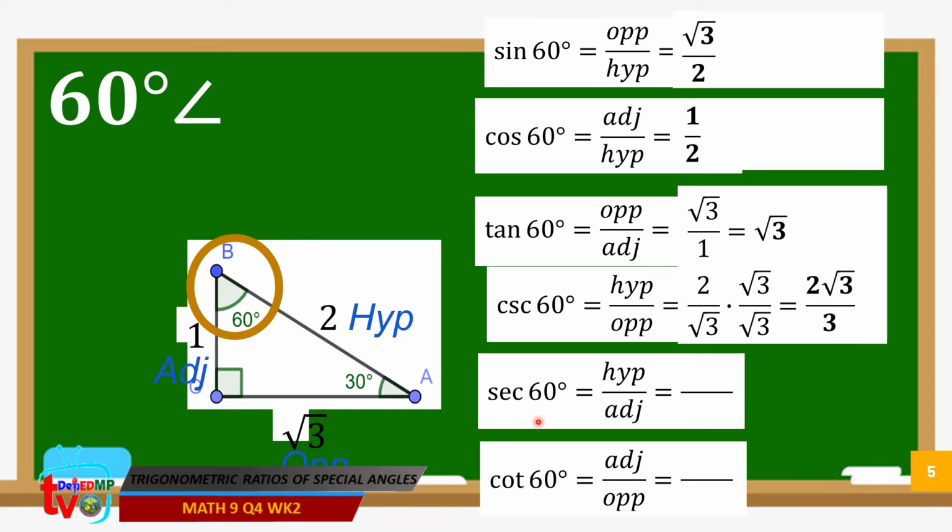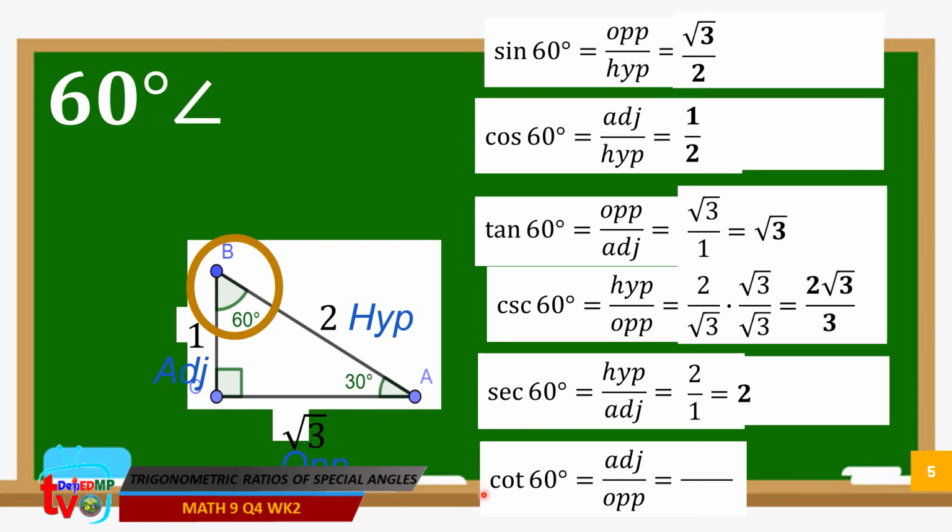Next, what is secant 60 degrees? It is hypotenuse over adjacent. So we have 2 over 1. And 2 over 1 is 2 divided by 1, simply 2. So secant 60 degrees is 2.